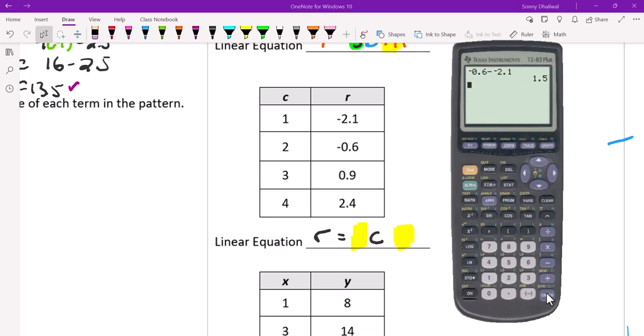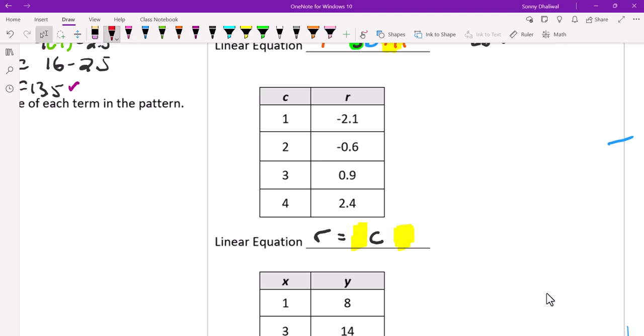Right? So this is going up by 1.5 plus 1.5 each time. It can go down sometimes as well. Right? And you can check it with another spot. You can check it down here if you wanted to. 2.4 minus 1.9 is 1.5. So that is our number in front of the C.